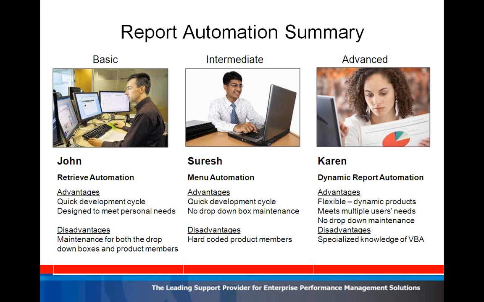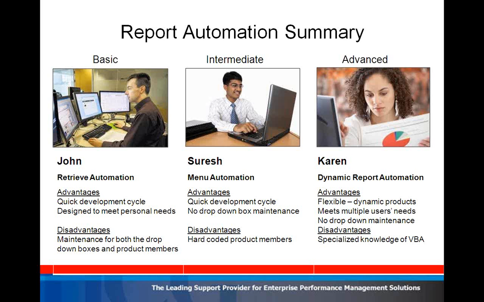Some of the disadvantages for the basic model is that there's maintenance for both his drop-down boxes because he hard-coded those in Excel, and also on the products report page, so he's hard-coded in his products as well. So that's really a way that it's a quick development cycle, but you have some maintenance to keep on top of. So maybe that's best for personal use or short cycle reporting.